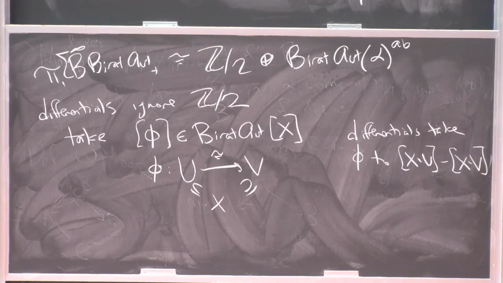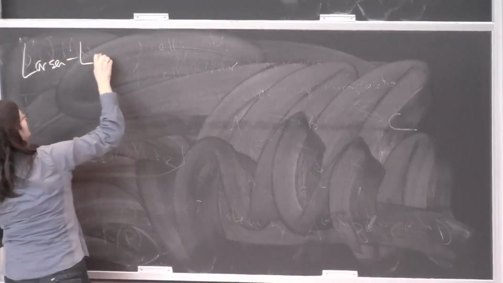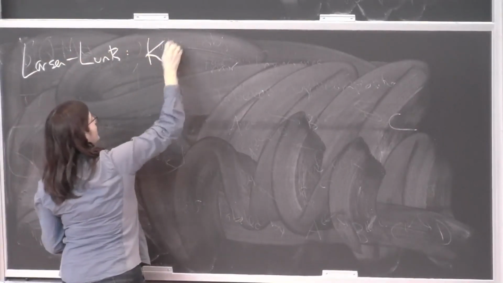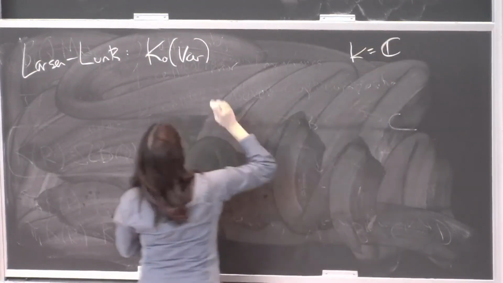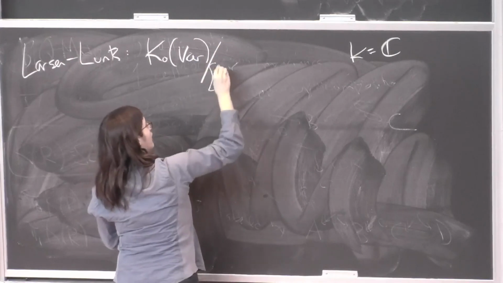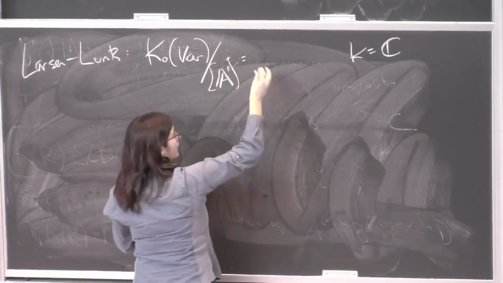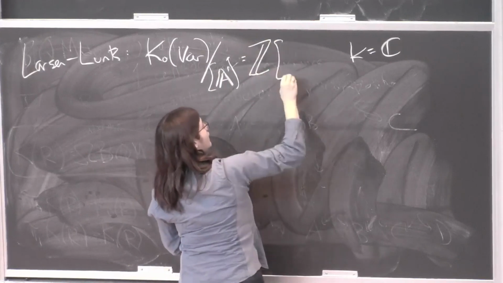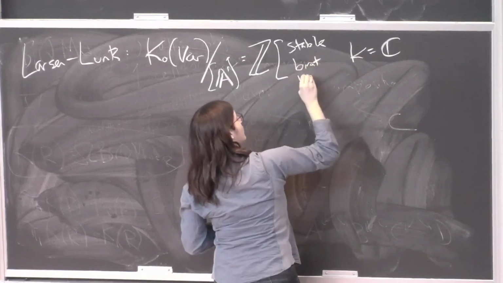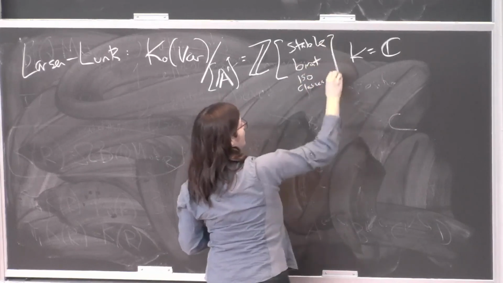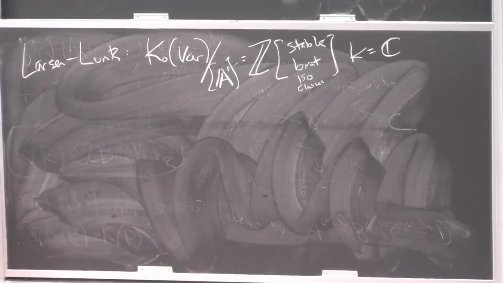So first off, there's a theorem of Larson and Lunts, which says that if you take K0 of varieties, and this is over the base field C, and you quotient out by the class of the affine line, then you get a very simple thing. You get the ring generated by the stable birational isomorphism classes of projective varieties. And Larson and Lunts have a very hands-on proof of this.